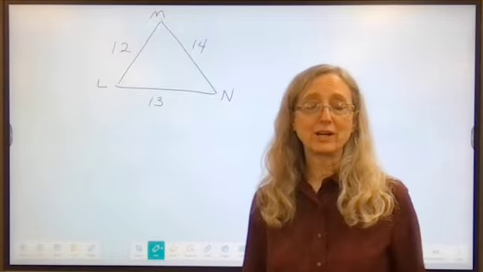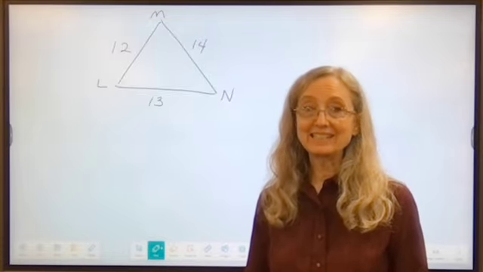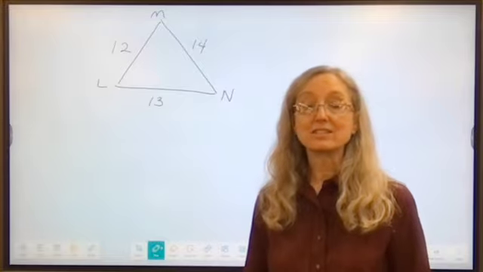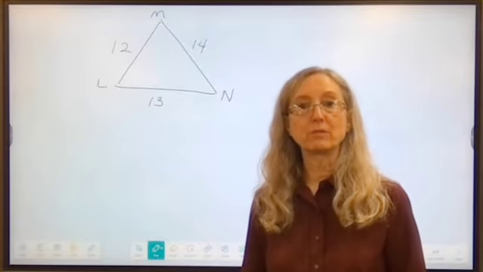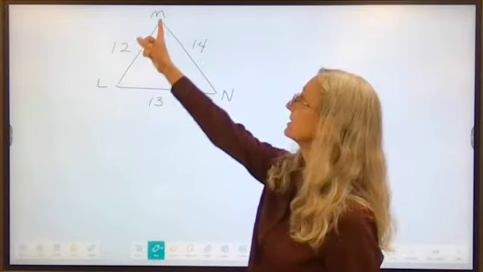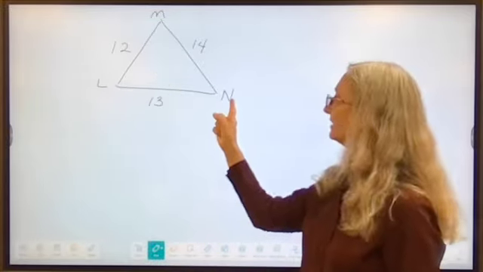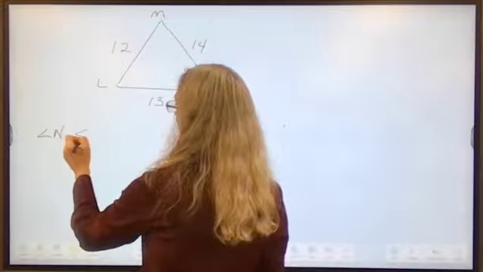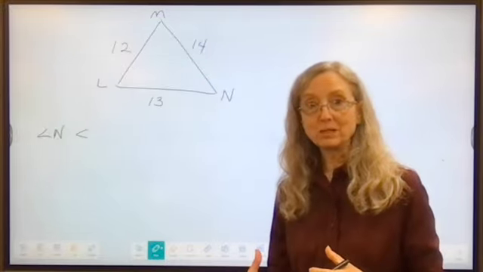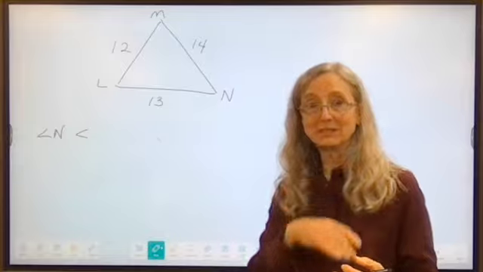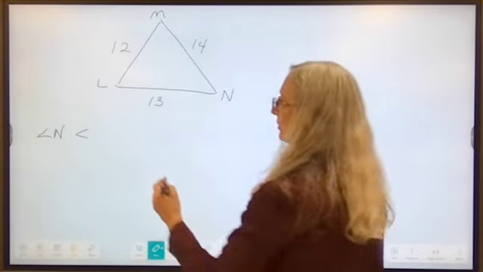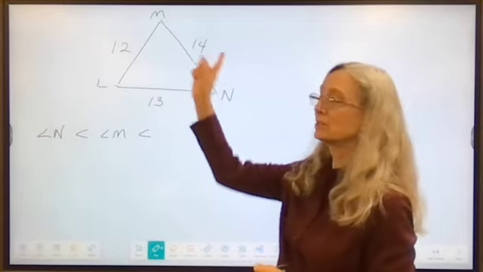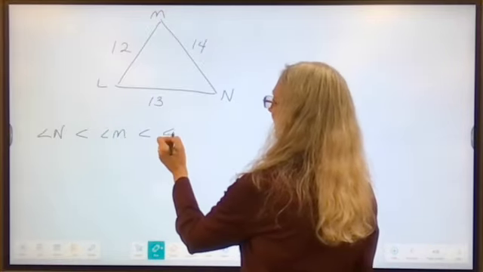So if you were given a triangle like this and you were asked to list the angles in order from smallest to greatest, then the smallest angle would be across from the shortest side. The shortest side is LM, so angle N would be the smaller angle. So angle N is less than, and then the angle in the middle would be across from the medium length side, which would be LN. So that would be angle M, which would be smaller than the greatest angle, which would be across from the longest side. So that would be angle L.